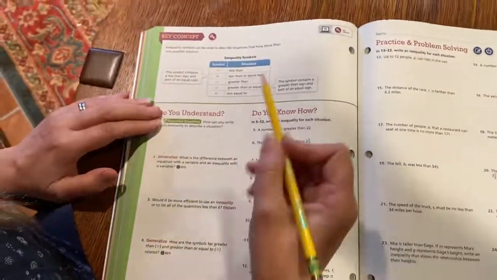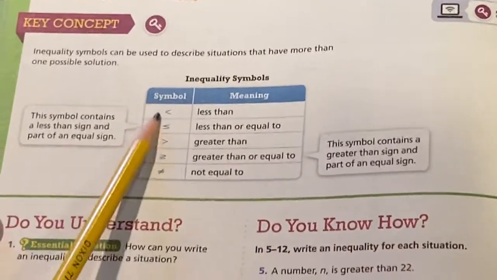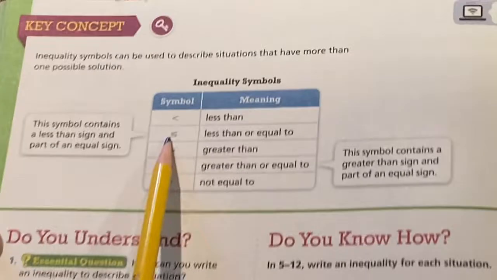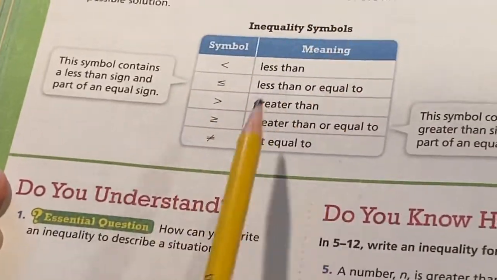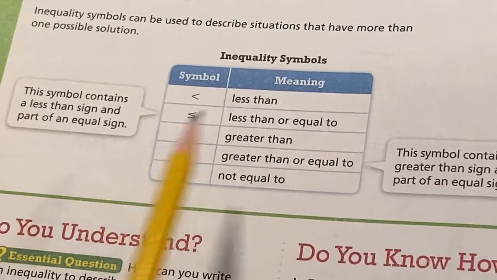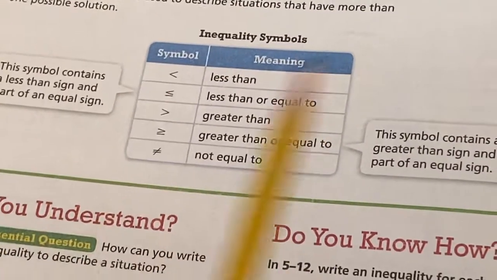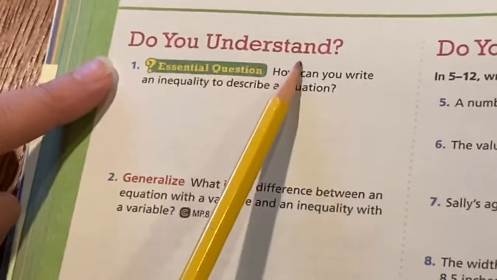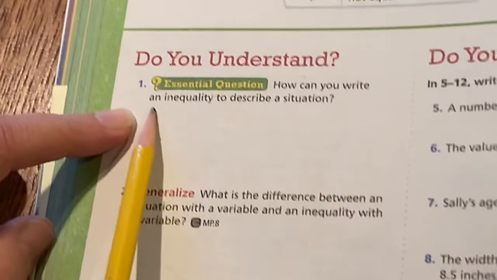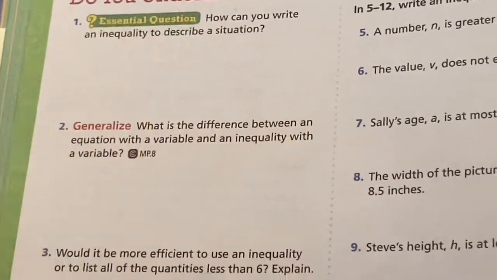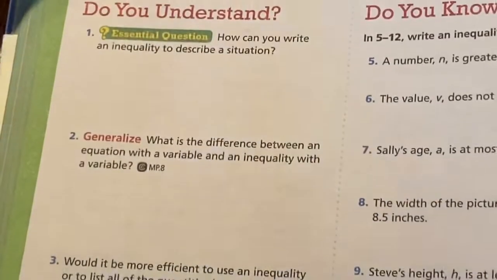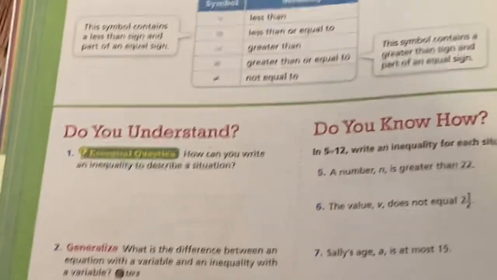Okay, page 214 starts off with a little chart up here just to remind you of what those symbols look like. We've got less than or equal to, which as you can see just means you put a line under it. Then greater than or equal to, just put a line under the greater than, or just not equal to. Okay, now, first of all, do you understand how you can write an inequality to describe a situation? An inequality is like an equation with one of these symbols instead of an equal sign.